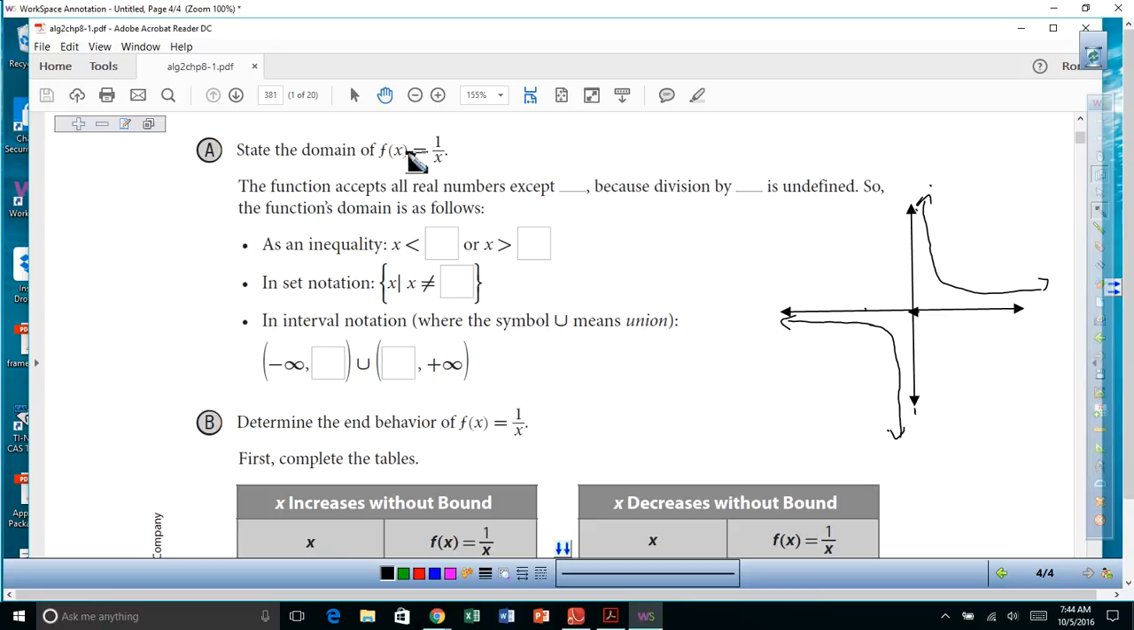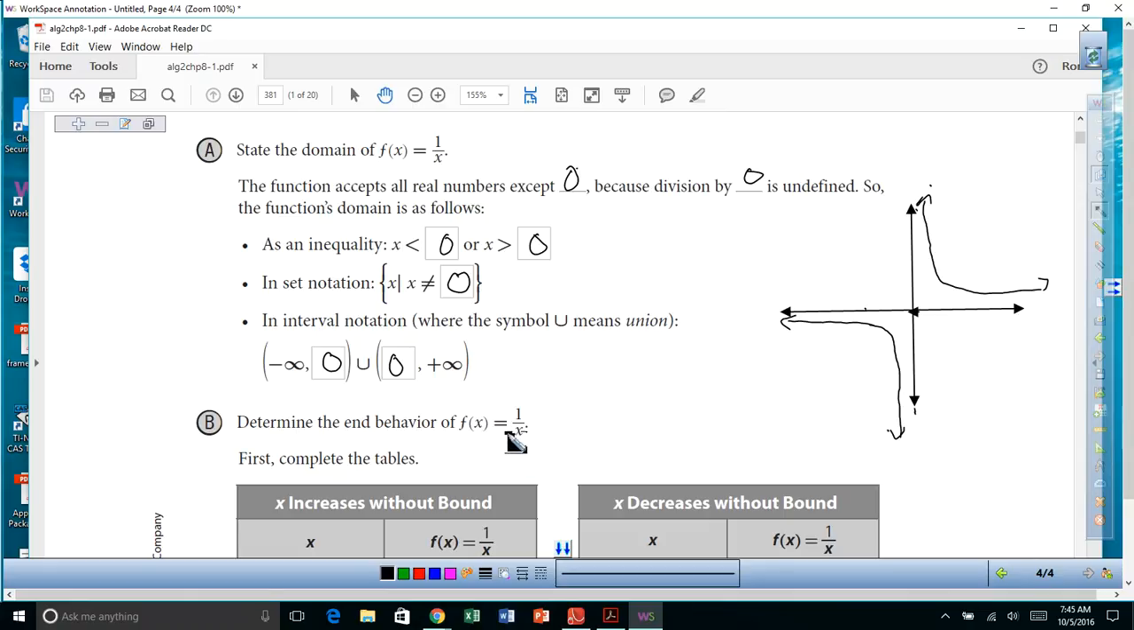So state the domain of f of x equals 1 over x. The function accepts all real numbers except for 0, because division by 0 is undefined. So the function domain is as follows. x is less than 0 or x is greater than 0. In set notation, x such that x is not equal to 0. In interval notation, where the symbol U means union, negative infinity to 0, union 0 to positive infinity.